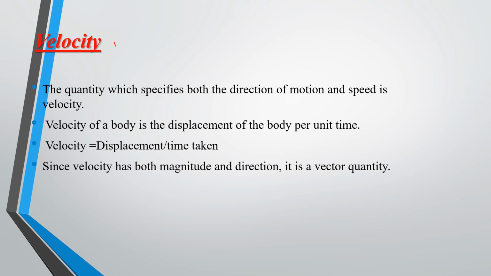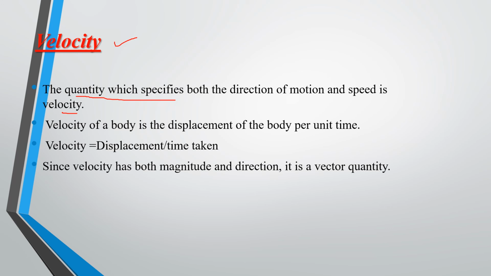Next, velocity. So what is the difference between speed and velocity? We have discussed speed. Speed tells only the magnitude value. That means we are considering only the magnitude, but we are not considering the direction. But when coming to velocity, we need to consider the direction as well as the magnitude. So velocity is a quantity which specifies both the direction of motion and speed.